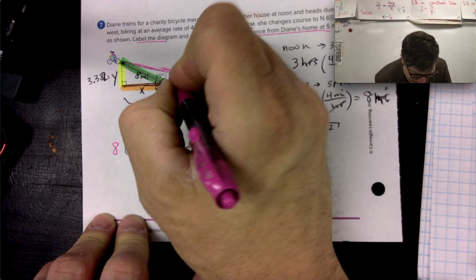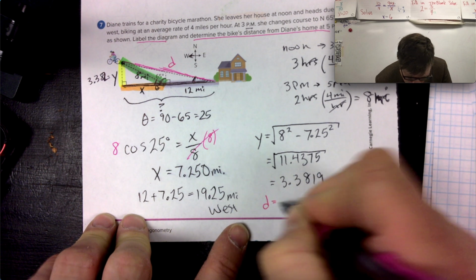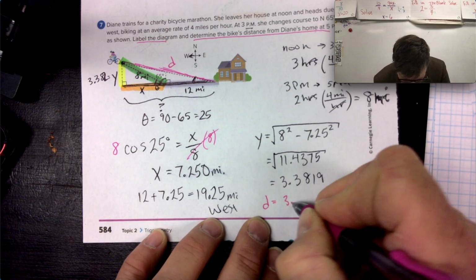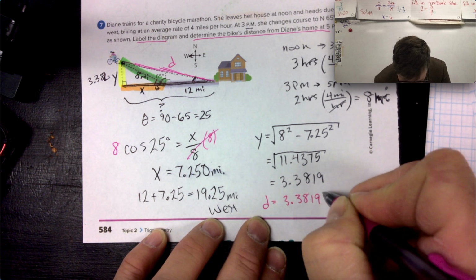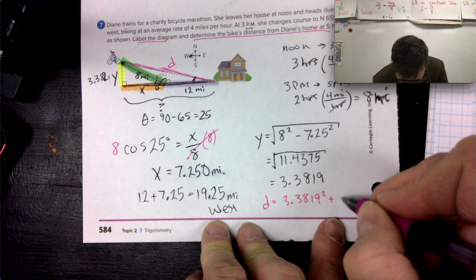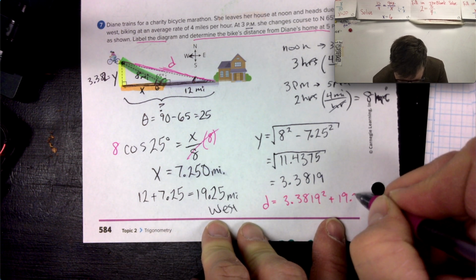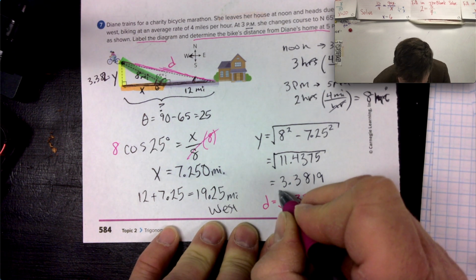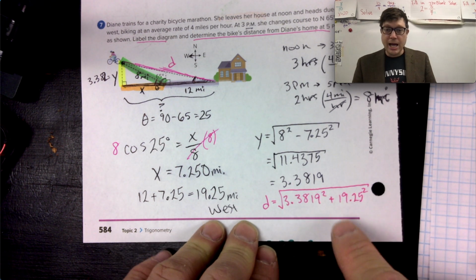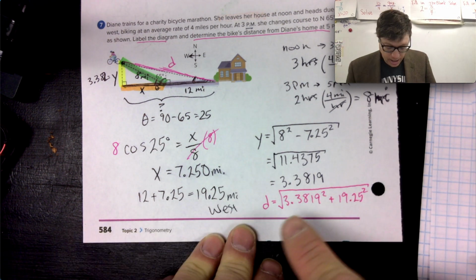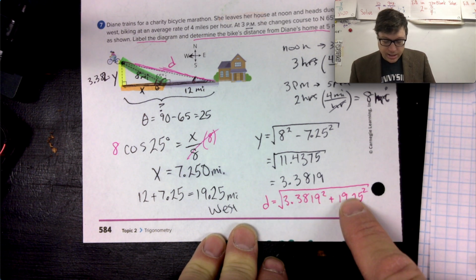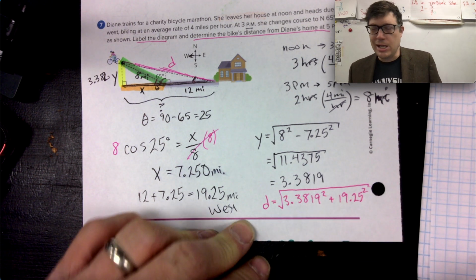So the distance, d, will be 3.3819 squared plus 19.25 squared, and then I need to use the square root. This is, again, the Pythagorean theorem. A squared plus b squared, and then to figure out what c, or the other side is, you have to square root the answer.